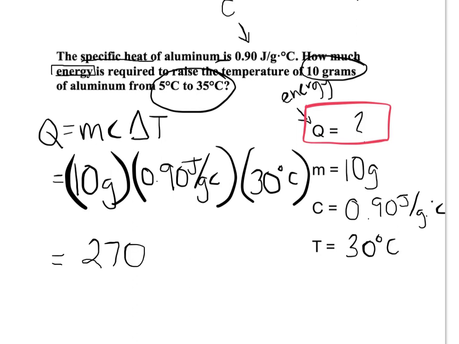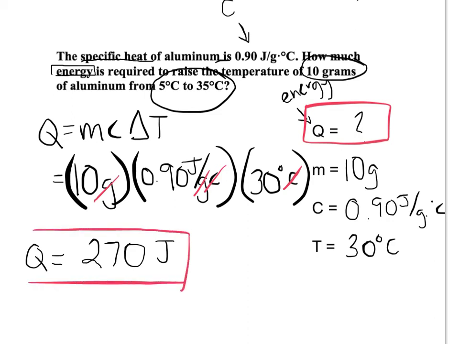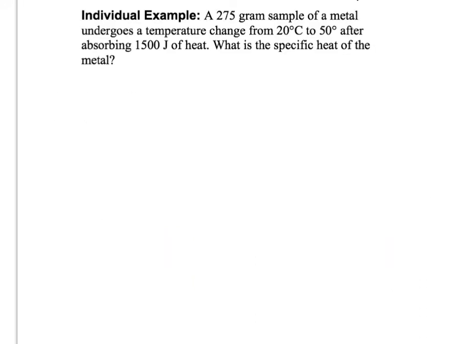And then if I want to check my units, I just know that the grams cancel out here, and the degrees Celsius also cancel out, so I'm left with a unit of joules, and just to make sure, that is the unit for Q, so that would be my final answer. Okay, so now I'd like you to work on an individual example. The individual example says this. A 275 gram sample of a metal undergoes a temperature change from 20 to 50 after absorbing 1500 joules of heat. What is the specific heat of the metal? So I'd like you to solve this on your own and then check your answer with mine.